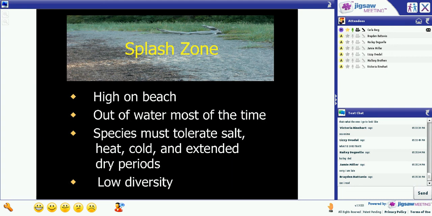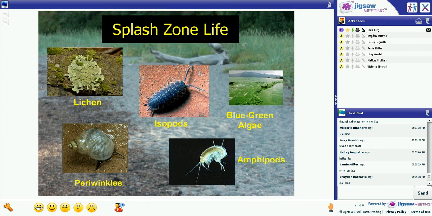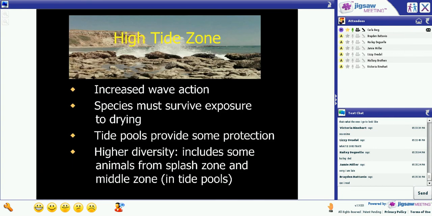Very good. So the splash zone is up on the beach. It's out of the water most of the time. Here are some organisms that can live in the splash zone. You can have lichen growing on trees. Trees can be in the splash zone. You can have isopods. You can have some blue-green algae up in the splash zone. You can have snails or periwinkles. You can have amphipods. You can also have deer and raccoons come into your splash zone. There are lots of birds that live in the splash zone.